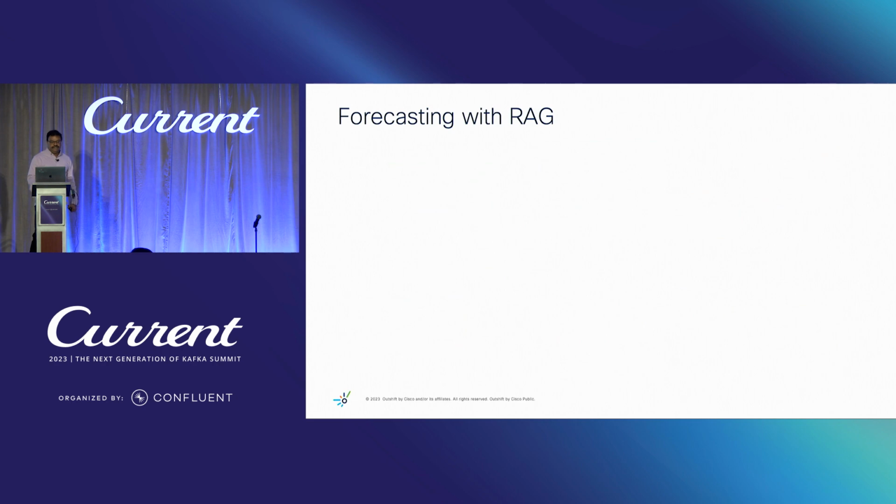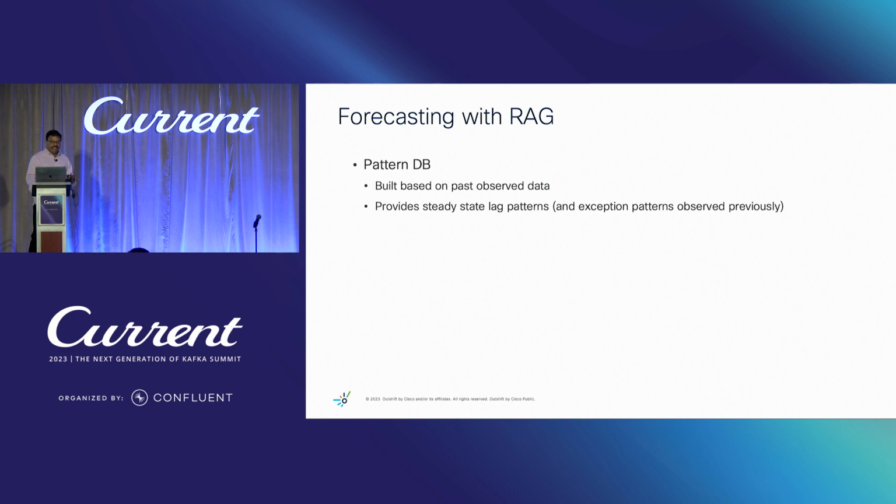So to kind of summarize, right? You got the pattern database that is built on the past observed data. It provides steady state lag patterns and exception patterns that are already observed previously, and usually sufficient to forecast lag when there are steady state operations. And when there are steady state operations, when this database is well built up, most of your predictions are going to come from the database, and it is very cheap.